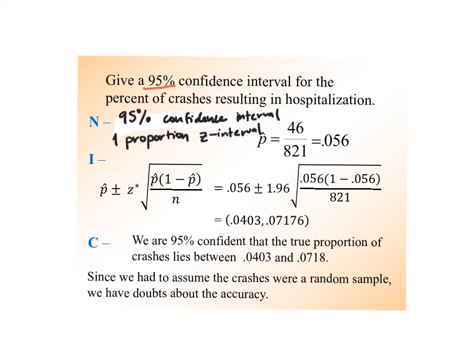Next step, substitute, right? We have square root, p hat is 0.056 times 1 minus p hat, divided by n. Okay, we calculate this. Remember, we're going to do two calculations, adding and subtracting, and we get a lower bound and an upper bound. Okay, so our conclusion statement is we are 95% confident that the true proportion of crashes lies between 0.0403 and 0.0718.